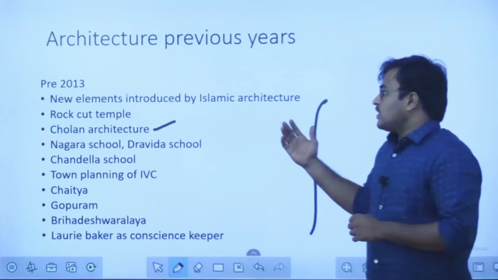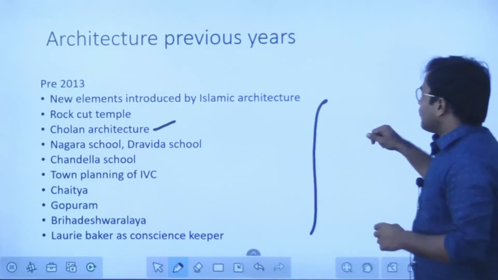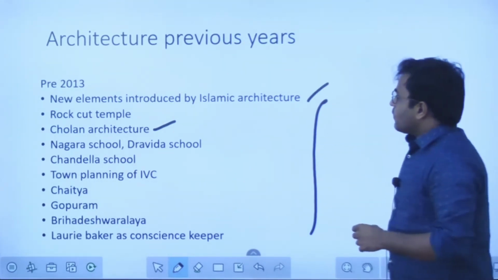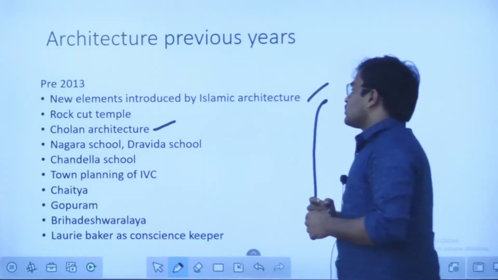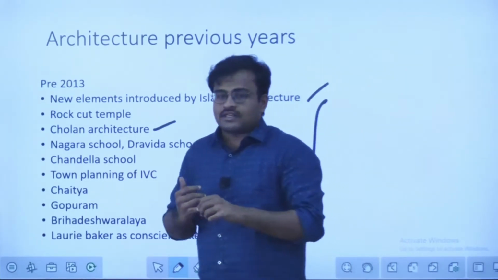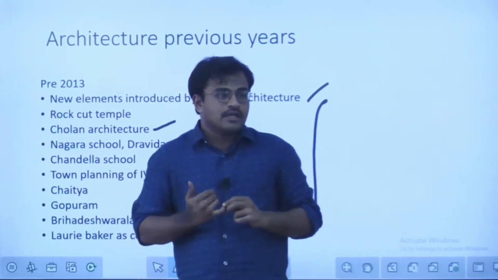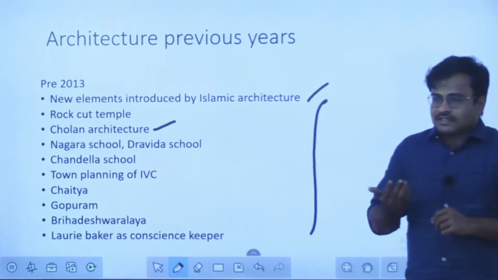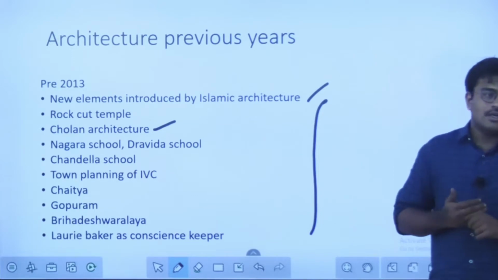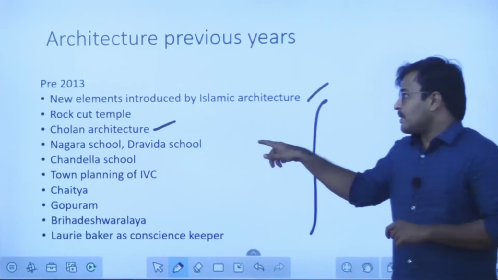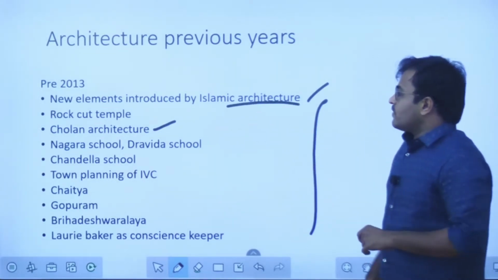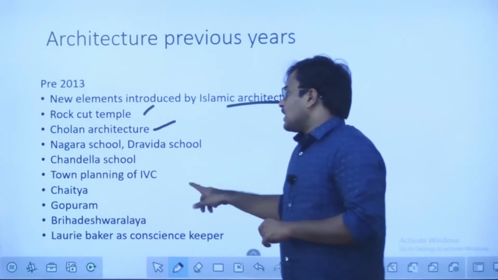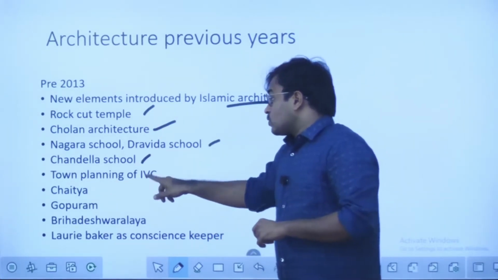So when it comes to these things, first and foremost, there were questions like new elements which were introduced by Islamic architecture in Indian architectural style. This was one previous year question. Usually people will think that Islamic architecture is not being asked as a question. They usually neglect it. But even this section has been picked by UPSC. Then along with that, there were questions on rock cut temples, Nagara school and Dravida school, Chandela school of architecture.